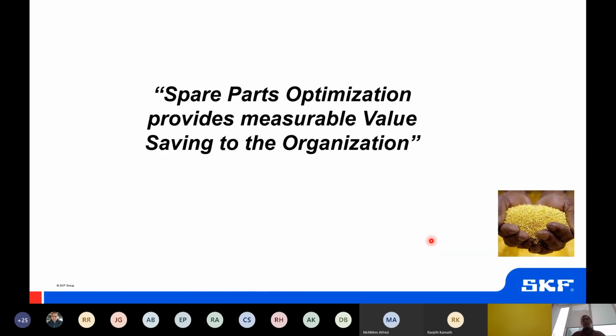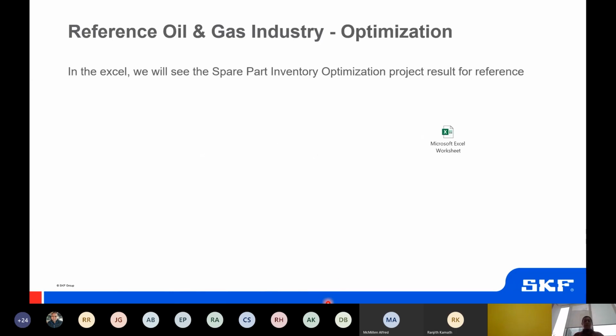Here, the last one is that spare part optimization provides measurable value saving to the organization. So here I would like to show you one of the projects that SKF has done for the oil and gas industry, from A to Z, from the standardization until the optimization. Okay, so the customer is again outside Indonesia.